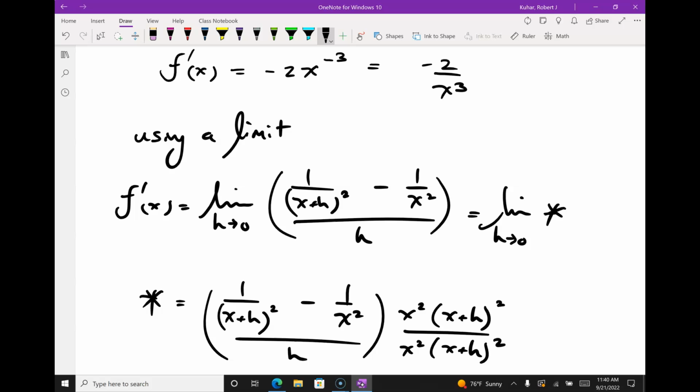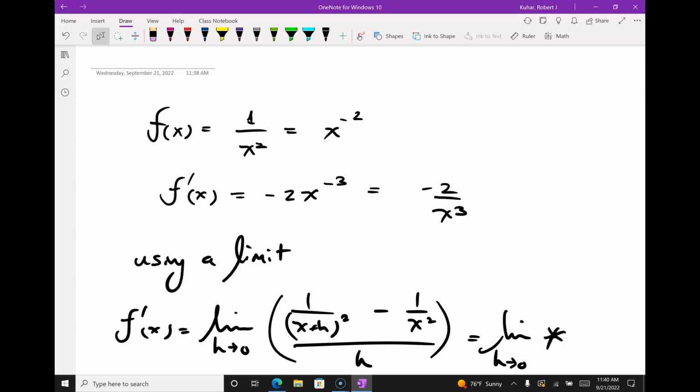Okay, so I took a shortcut. I like shortcuts. So the function is 1 over x squared. That's x to the negative 2, and the derivative is negative 2 times x to the negative 3, which is negative 2 over x cubed. Right? You agree? Remember, negative exponent means reciprocal.